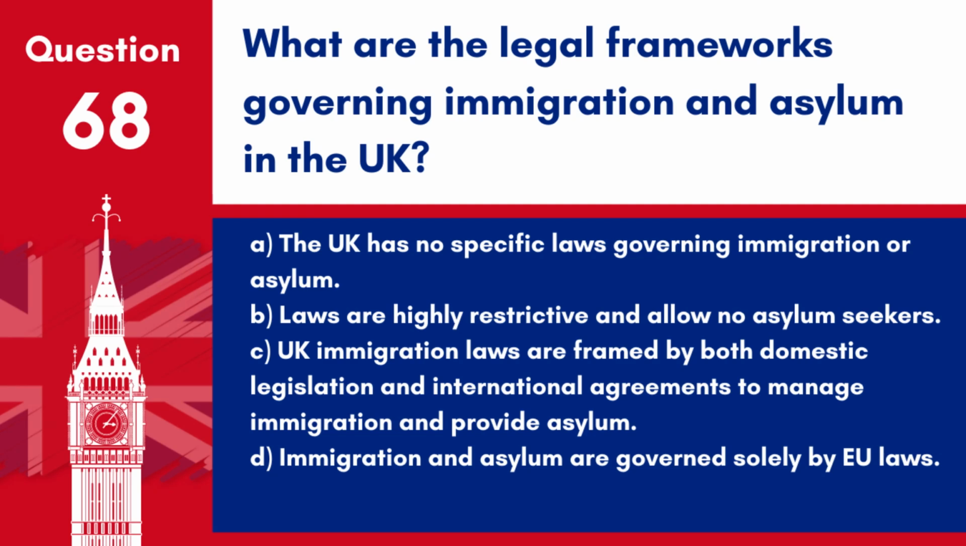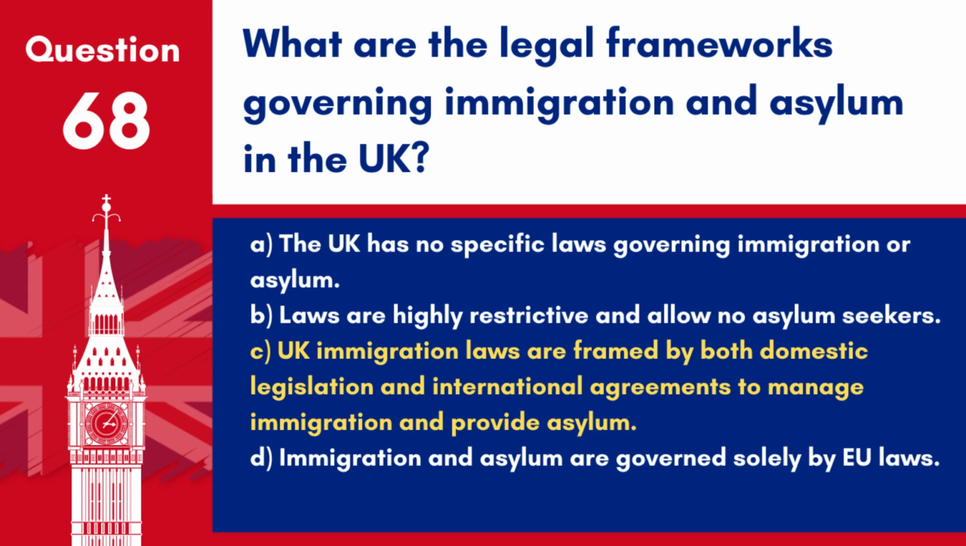A. The UK has no specific laws governing immigration or asylum. B. Laws are highly restrictive and allow no asylum seekers. C. UK immigration laws are framed by both domestic legislation and international agreements to manage immigration and provide asylum. D. Immigration and asylum are governed solely by EU laws. Answer: C. UK immigration laws are framed by both domestic legislation and international agreements to manage immigration and provide asylum.